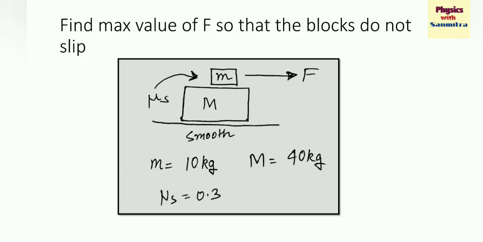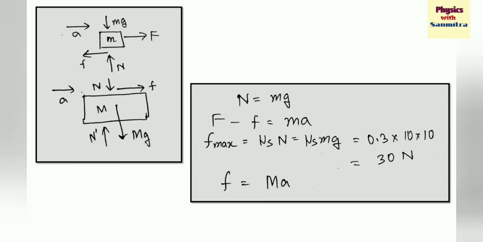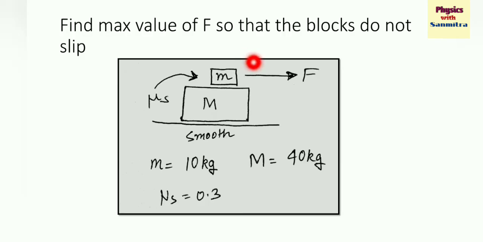Okay, our next question is: find the maximum value of F so that the blocks do not slip. See, this is another question which will test your skills. This is the block small m, and this is the capital M block. The small m is 10 kg and the capital M is 40 kg. There is friction between the blocks. The coefficient of static friction is mu s, and it is 0.3.